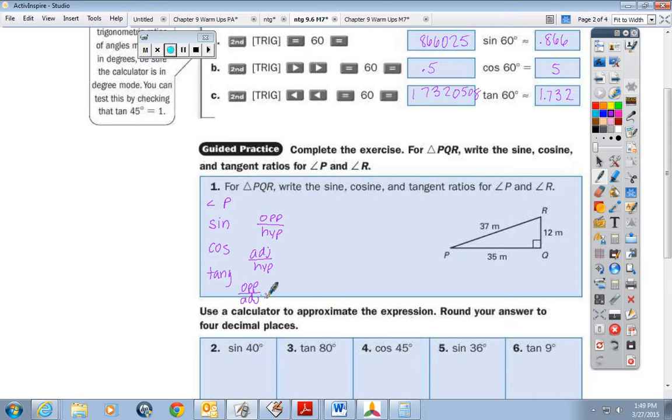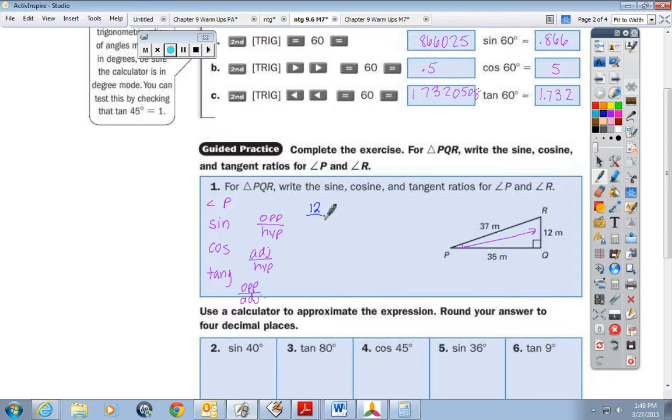So let's start with angle P. Angle P is right here. Okay, I'm going to find the sine. The sine is the opposite side over the hypotenuse. What's opposite of this angle? 12. 12 is opposite, right? Now, what is the hypotenuse? 37. And there's your answer for the sine.